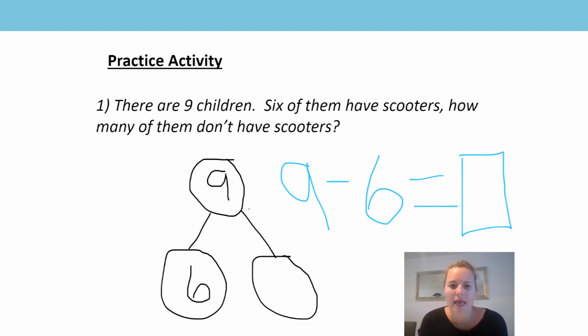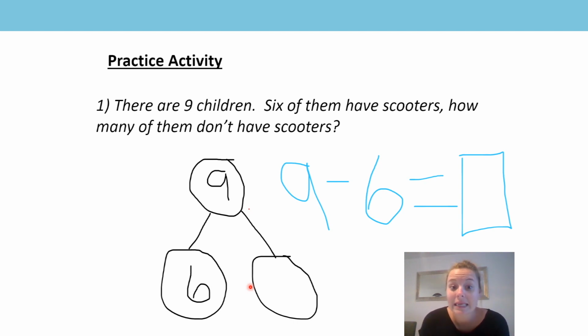What does the 9 represent? That's right, 9 is the whole, so how many children there are altogether? What about the 6? What does the 6 represent? That's right, it's a part of our part-part whole, and it's actually representing how many children have scooters. So, what does this part represent? That's right, that represents how many children don't have scooters. So how are we going to do this? How are we going to find out how many children don't have scooters?